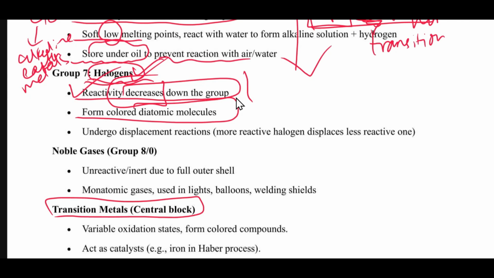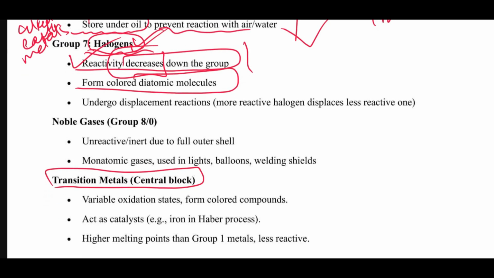So it usually makes the colorful diatomic molecule. And other important information about the halogens is that in the displacement reaction, the most reactive element always replaces the less reactive element. What does it mean? Because the reactivity is decreasing down the group. So on the top, we have fluorine in group 7. And after fluorine, we have chlorine.